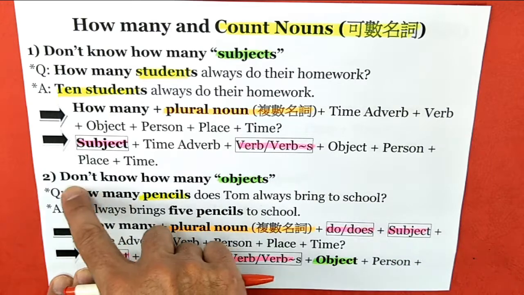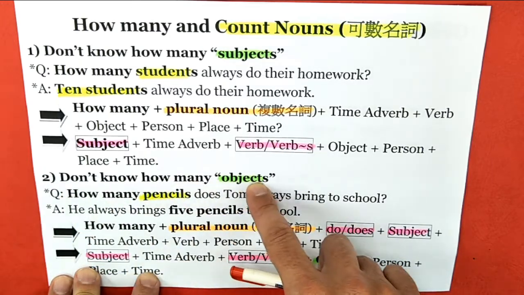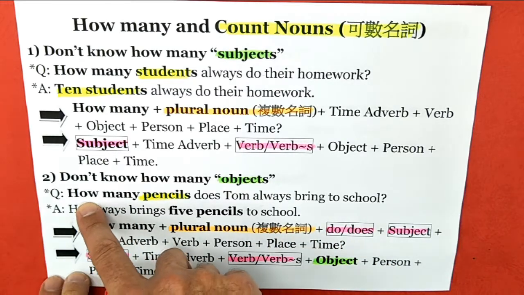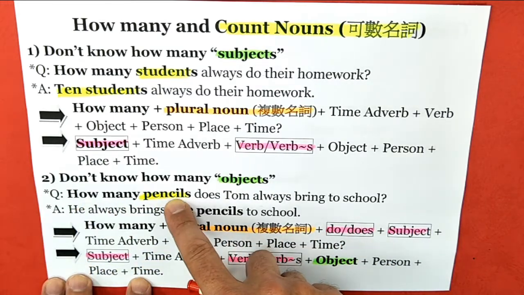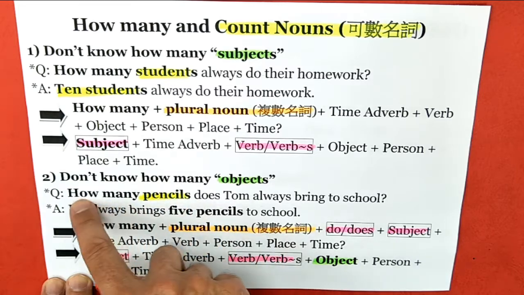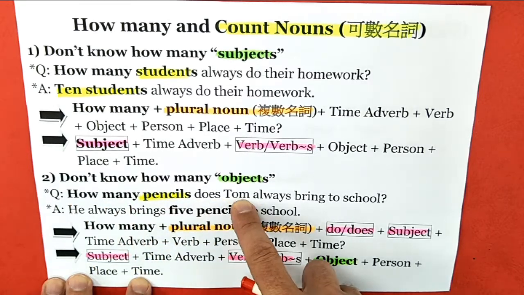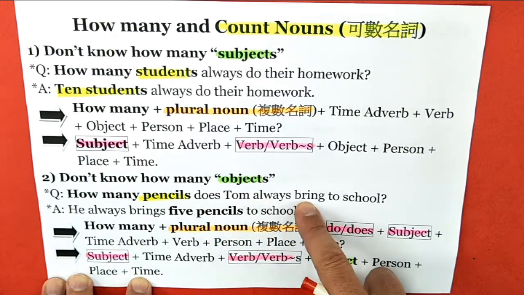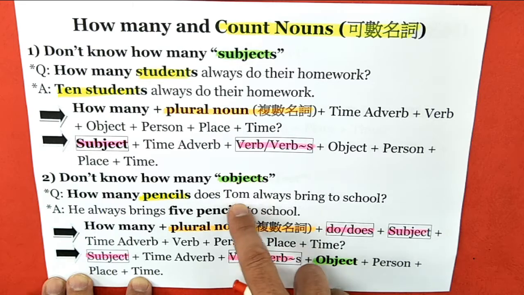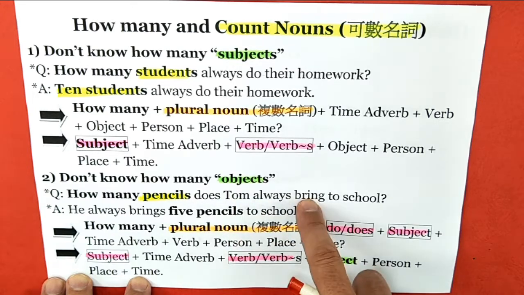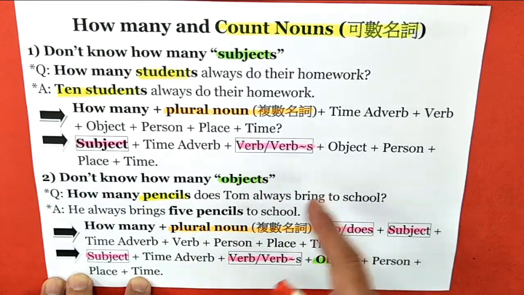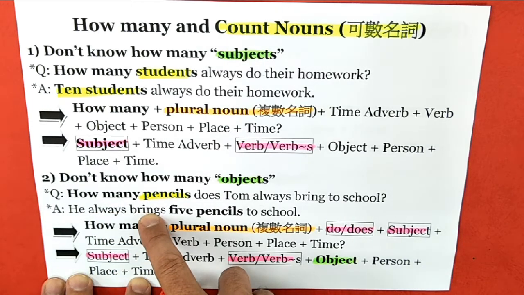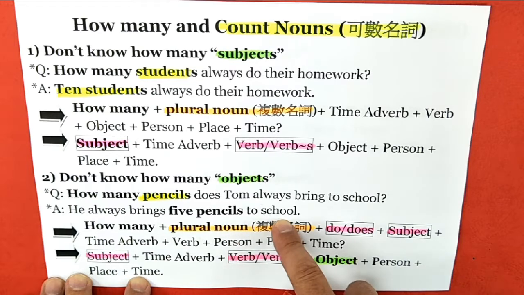All right, now let's look at sentence number 2. We don't know how many objects. Well, let's look at an example. How many pencils, remember, plural noun, how many pencils does Tom, that's the subject, does Tom always bring to school? Tom is the subject, and Tom brings pencils to school. Well, how many? He always brings 5 pencils to school.